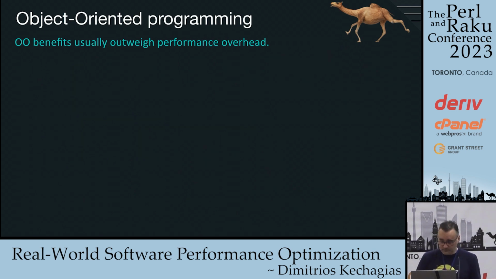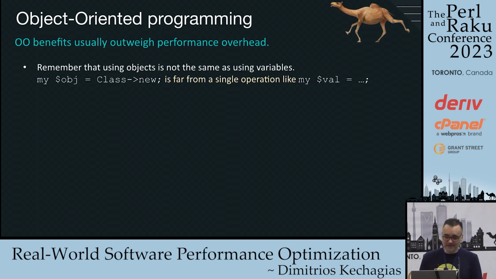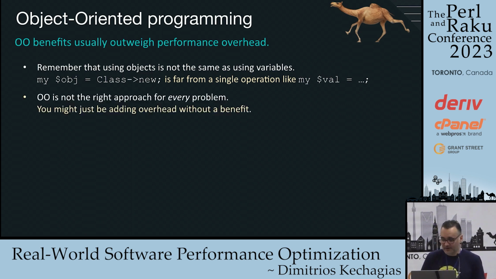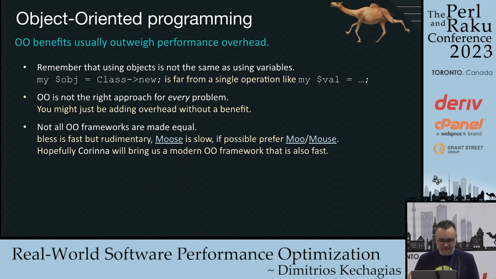And quickly on OO programming, usually benefits outweigh the performance overhead, but there is an overhead. Like when you do a new object, it's not the same as declaring a variable. And OO is not the right approach for every problem. And sometimes you might just be adding an overhead, either performance or complexity, without a benefit. And not all OO frameworks are made equal.